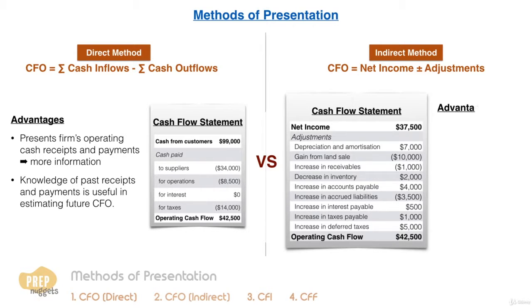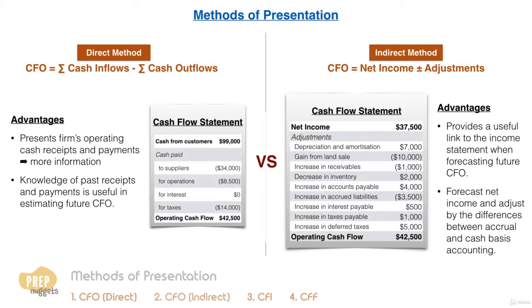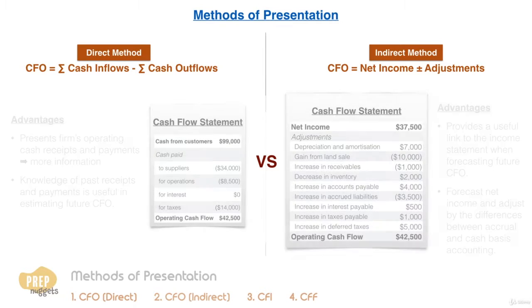The main advantage of the indirect method is that it focuses on the differences in net income and CFO. This provides a useful link to the income statement when forecasting future CFO. Analysts may find it easier to forecast net income and then derive the CFO by adjusting net income for the differences between accrual accounting and cash basis accounting.